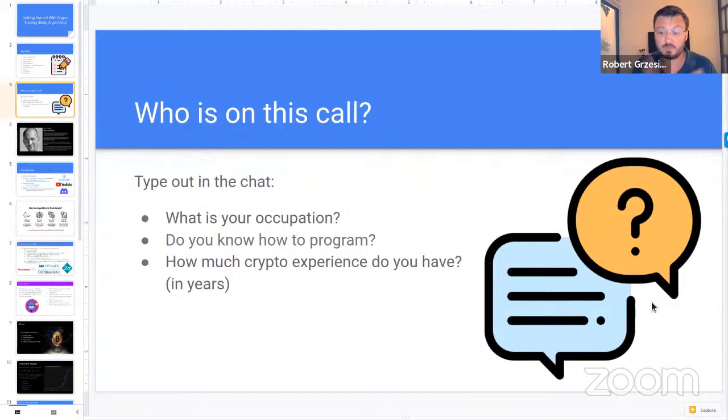This class is going to be from day 1. We're going to go right into the trading aspect of things. So we're going to hit the ground running, but we're going to hit the ground running in a very beginner friendly manner. So welcome.